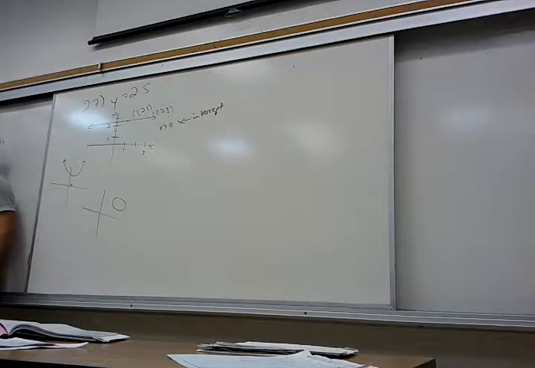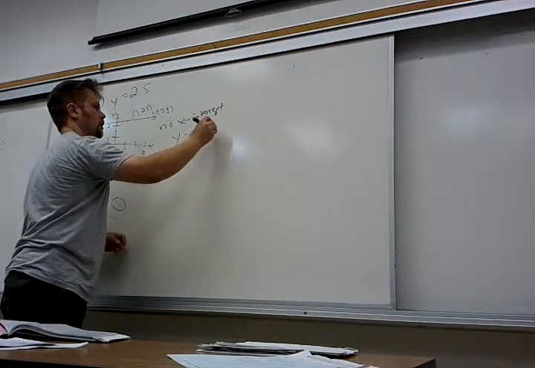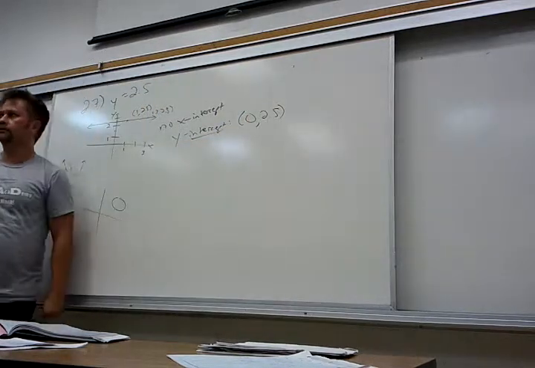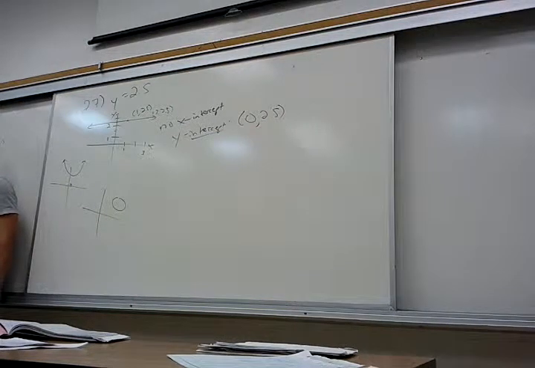How would you write it down? It would be just y. Now the y-intercept would be what? 2.5. I like it. It would be 0, 2.5. Make it a point. But that x is 0.